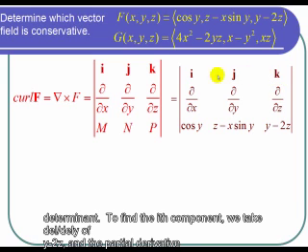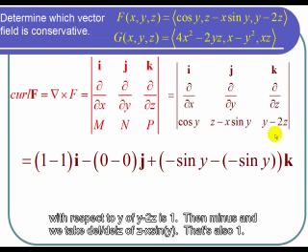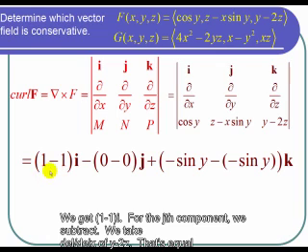To find the ith component, we take del over del y of y minus 2z, and the partial derivative with respect to y of y minus 2z is 1. And then minus, we take del over del z of z minus x sine y, and that's also 1. So we get 1 minus 1 times i.